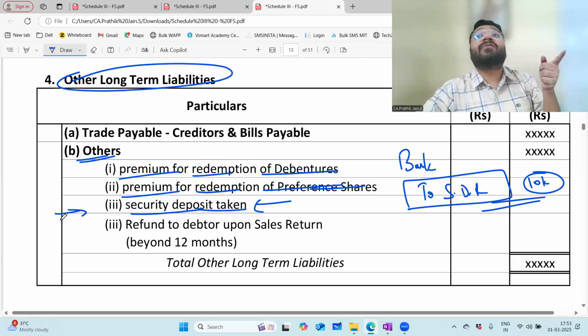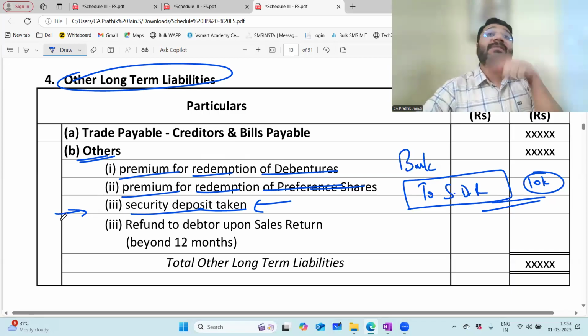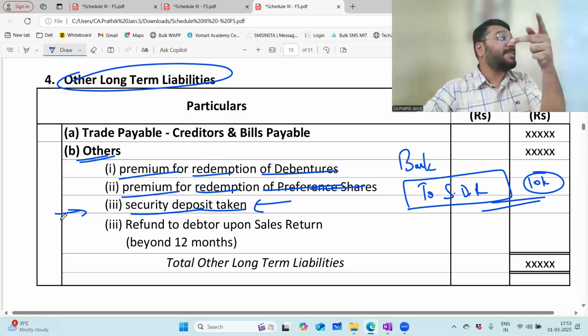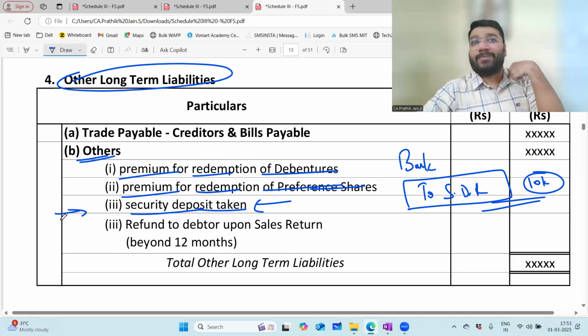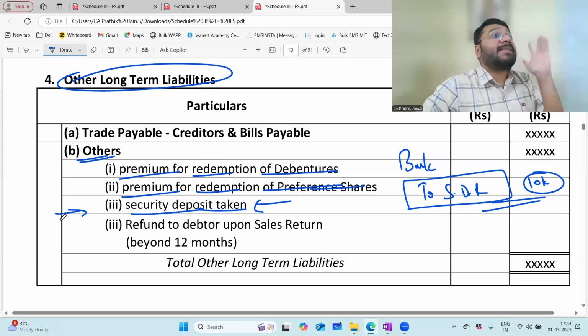This is from whose point of view? BSNL point of view or customer point of view? BSNL point of view. From the customer's point of view, it is a security advance given. So that will be an asset for the customer. When I discuss asset classification, at that time I'll tell you under which classification it comes. Now we're talking about the security deposit taken.